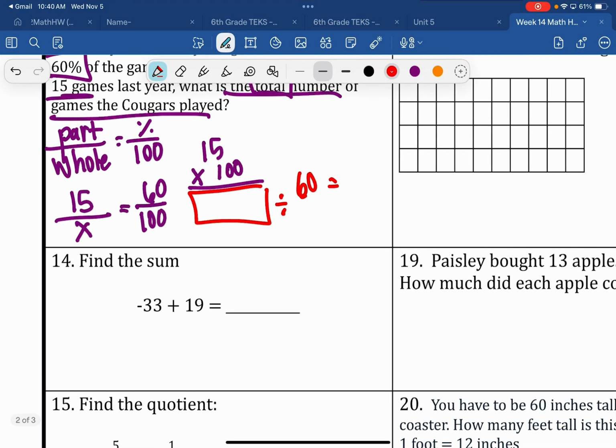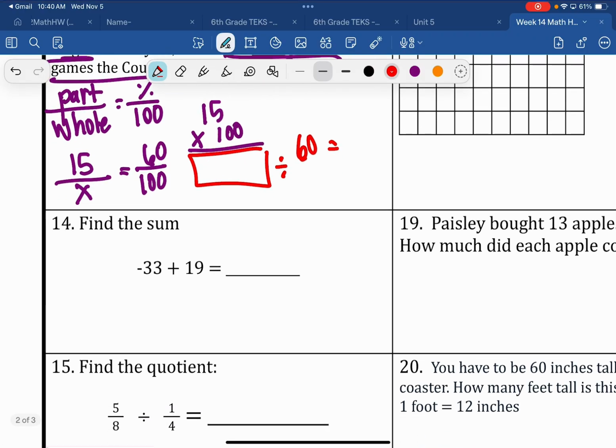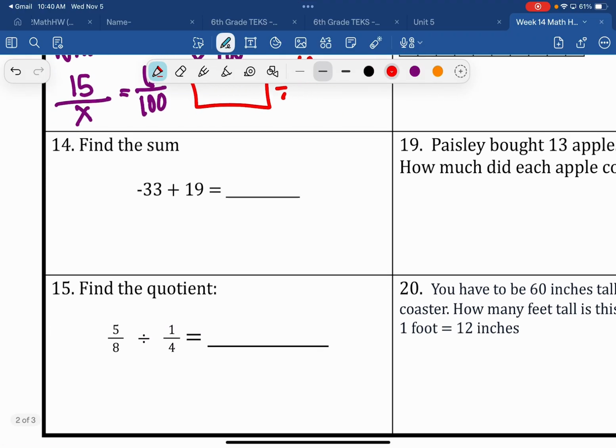Find the sum, negative 33 plus 19. Use your song. Find the quotient, 5/8 divided by 1/4. Use keep, change, reciprocal.